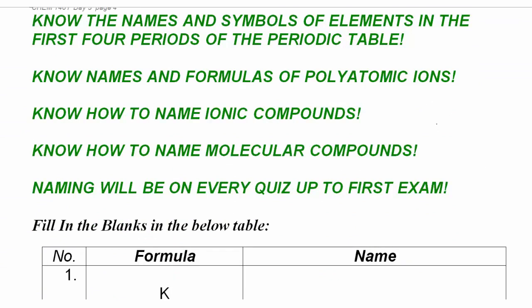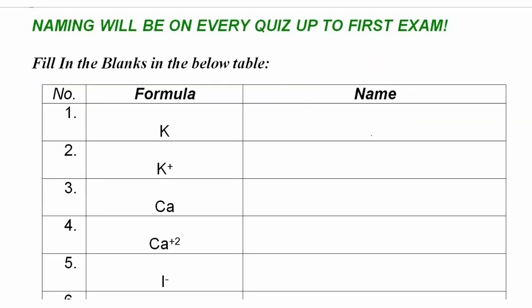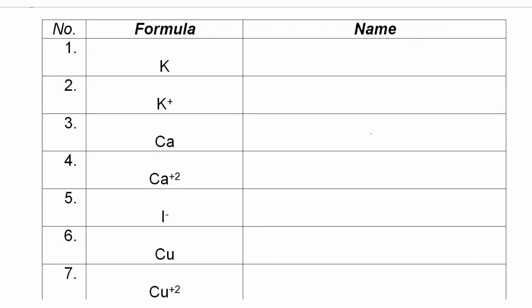Okay, so know the names and symbols of the elements in the first 4 periods of the periodic table. Know the names and formulas of all the polyatomic ions. Know how to name ionic compounds. Know how to name molecular compounds. And naming is going to be on every single quiz up to our first exam. So let's run through a bunch of these. How do we name all this stuff?